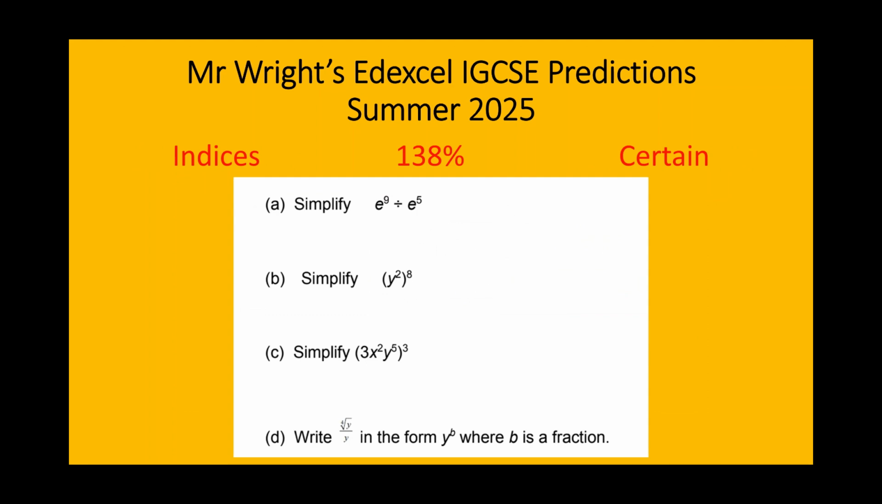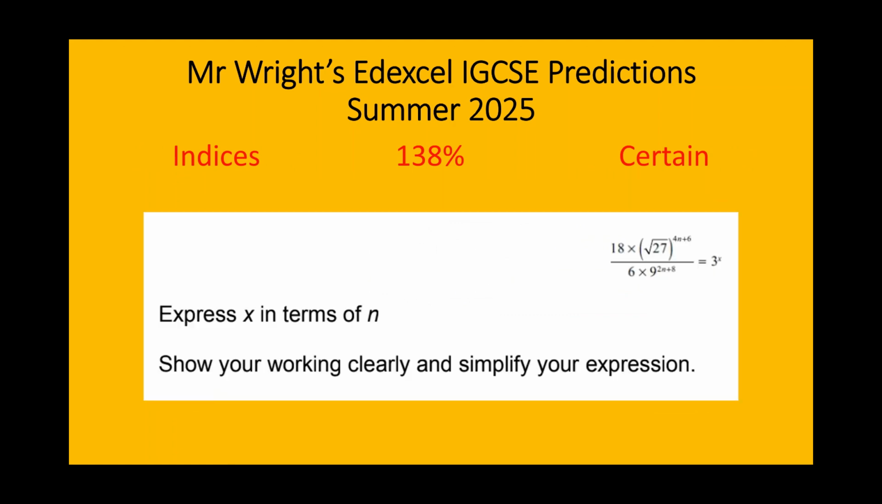Right, next, indices. 138%. Look at that. It comes up at least once on every paper, and I would expect it to come up at least twice across your 2 papers. Some of the indices rules are quite straightforward. You can learn them by rote. Sometimes questions involving indices involve you to use some more complex algebra. And if you're going for a top grade, you need to be fluent in questions like this. Download my document with all of these example questions on, work your way through it, and then use my solutions film.